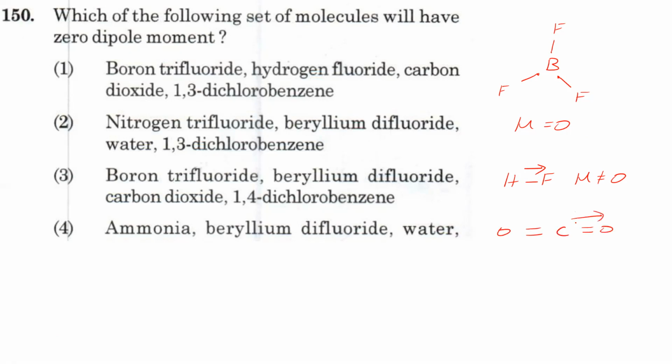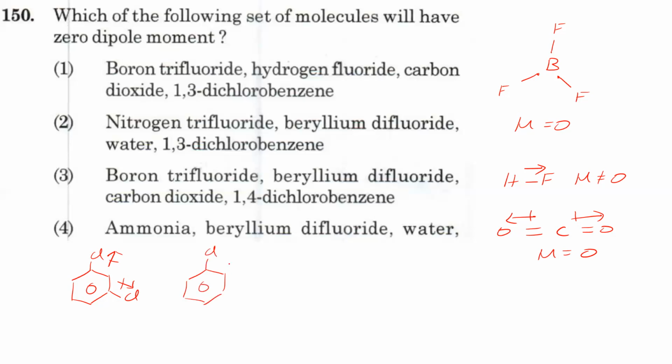For this bond dipole moment in this direction, the net dipole moment is equal to 0. Then we will take 1,3-dichlorobenzene. For this, the dipole moments are like this, and the net dipole moment is there. For meta, the net dipole moment is there.